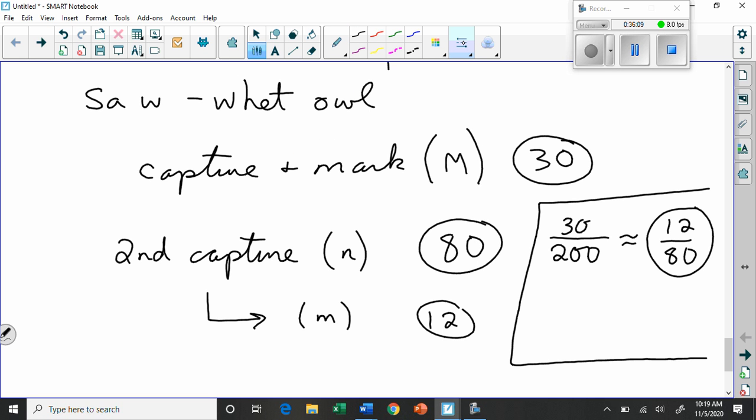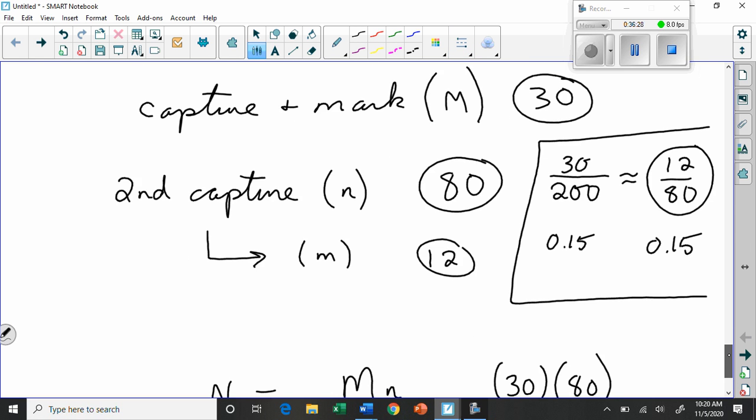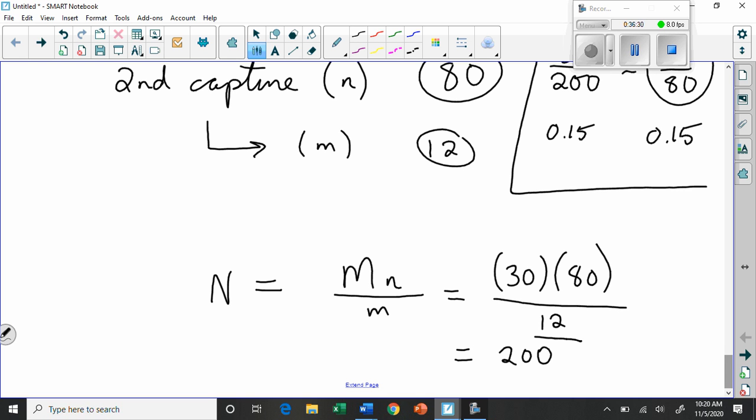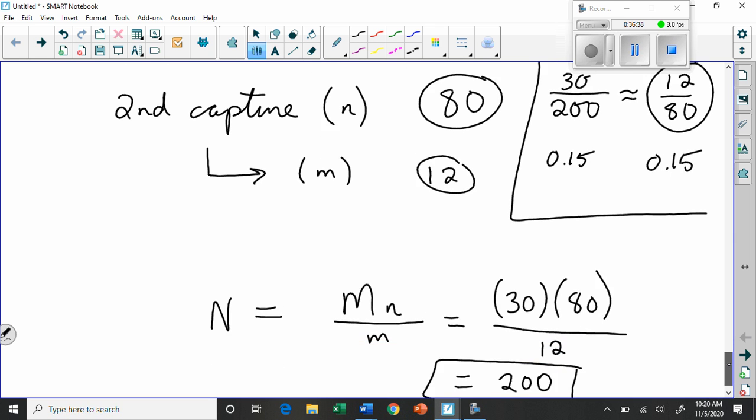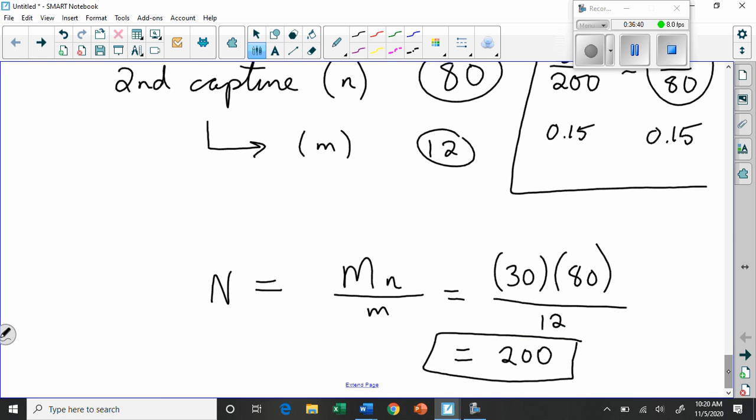If the formula gives you trouble, we're basically saying that the ratio of total marks to the total population will be similar to the ratio of marked in the second capture to the total in the second capture. You have a question over there? All right, so I guess I should just summarize. We estimate there are 200 saw-whet owls in this area based on the smaller capture size. We only had to capture 80 to figure that out. And that's really all there is to it.